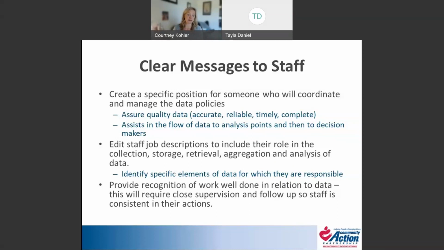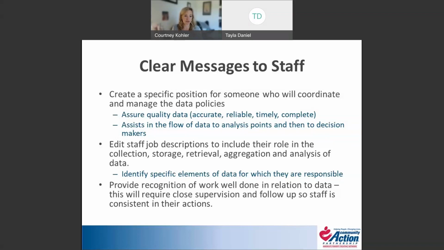And so that person might assure that data quality is up to par. And we're going to talk a little bit more about those data quality attributes in a moment. They also might assist in the flow of data analysis points to make sure that it's getting to the right people, those key decision makers within the organization. You also might consider editing staff job descriptions as a whole to include what each position's role is in collection of data, storage of data, retrieval, aggregation, so compiling it, as well as analysis of data.